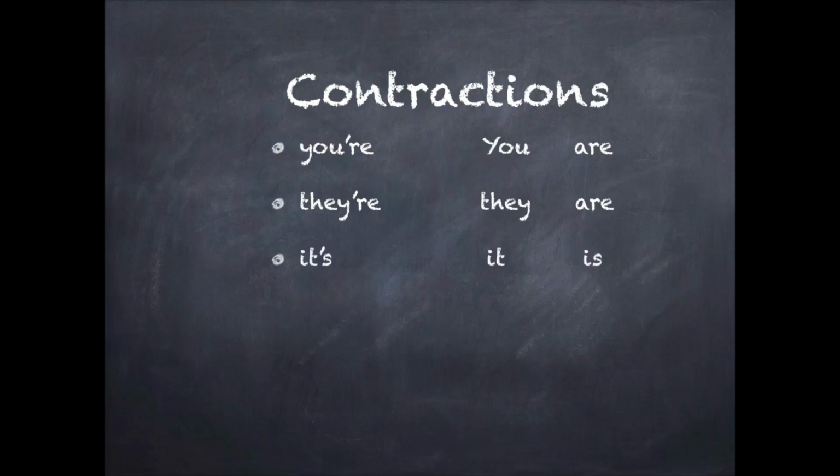Okay, let's take a look at the next one. It's, which is it is. The only letter that is missing, that's right, is the I from is. Whose, who is. Who's reading at home today? Who is reading at home today? So you see the meaning doesn't change, and that's what helps our brains to understand which one we should be using.